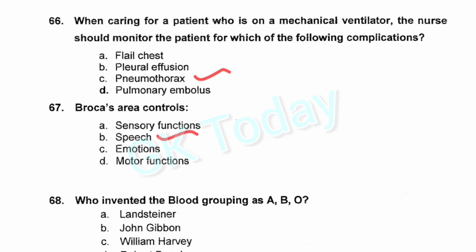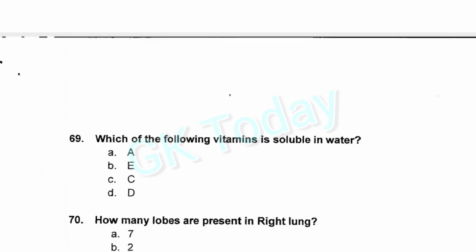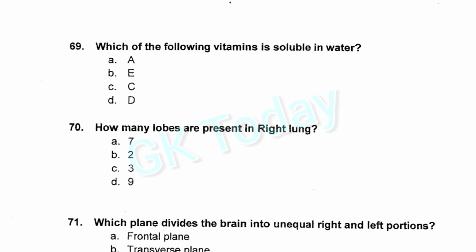Correct answer is option A, Landsteiner. Question number 69. Which of the following vitamin is soluble in water? Correct answer is option C. Question number 70. How many lobes are present in right lung? Correct answer is option C, 3.